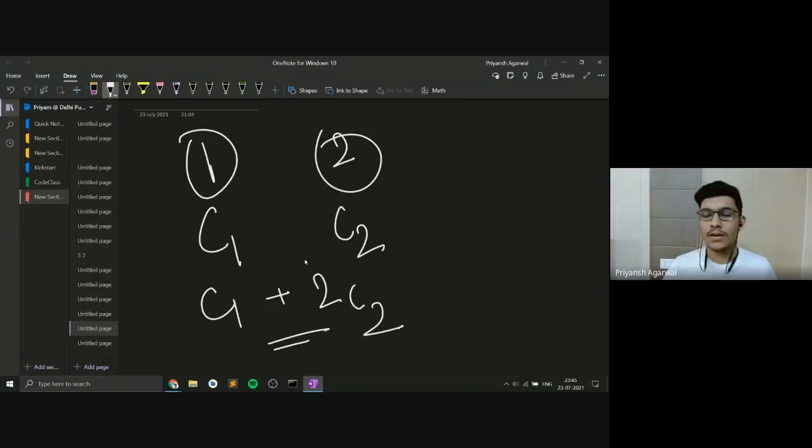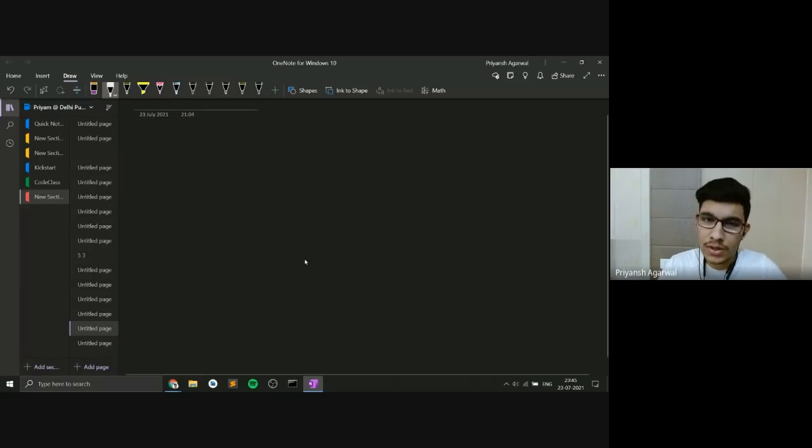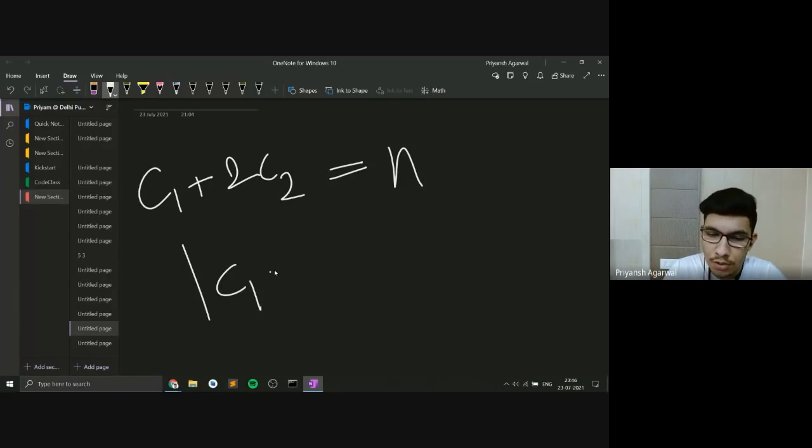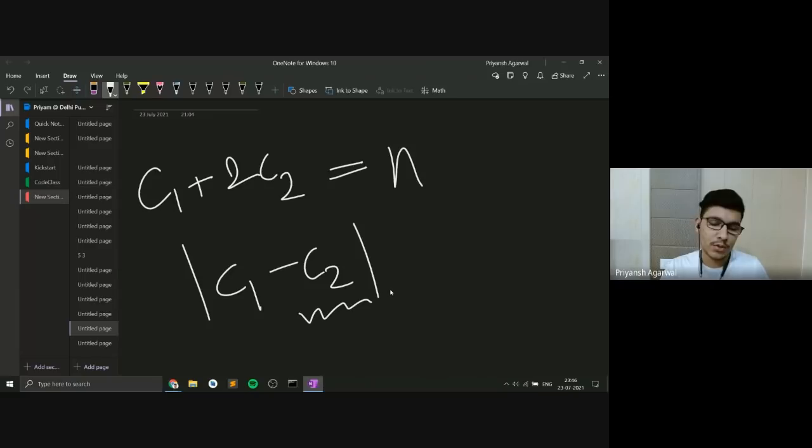Okay. So basically, in the question, you've been given an integer n. You have to represent it in the form of C1 plus 2 times C2. And while doing this, you have to maintain a condition: the difference between C1 and C2 should be minimum, right?